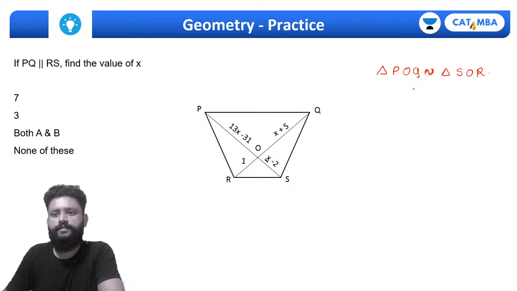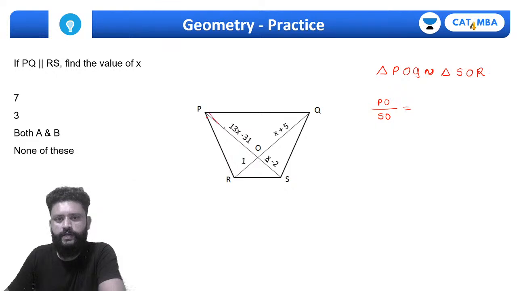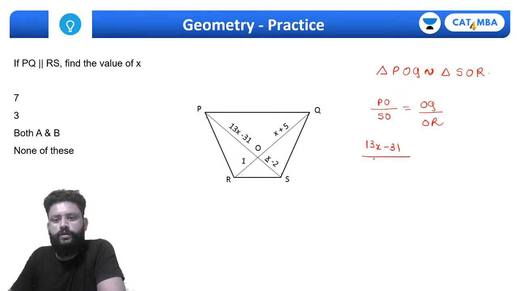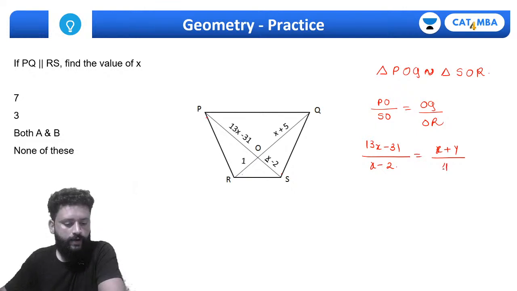So if the triangles are similar, then their sides will be in ratio, meaning PO upon SO must be equal to, this is PO bigger triangle, this is the smaller triangle, then bigger triangle upon smaller triangle, OQ upon OR. This has to be right. PO is 13x minus 31 upon x minus 2, and this must be equal to x plus 5 upon 1.